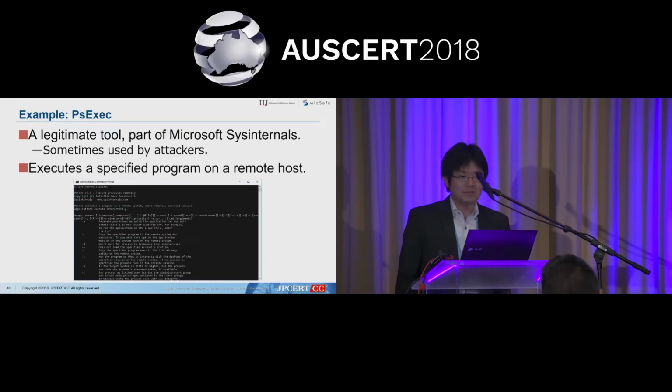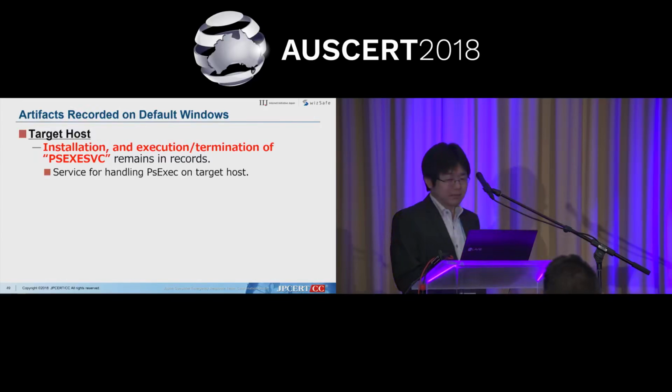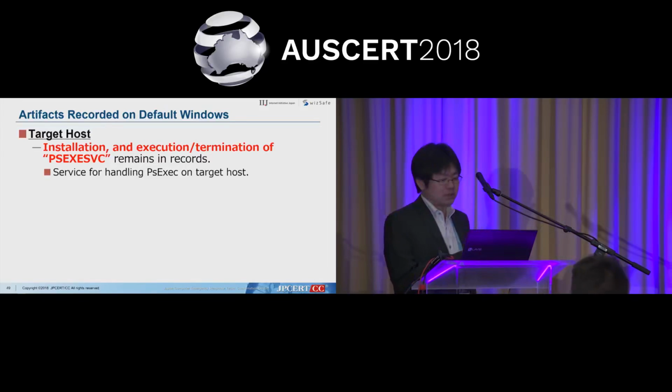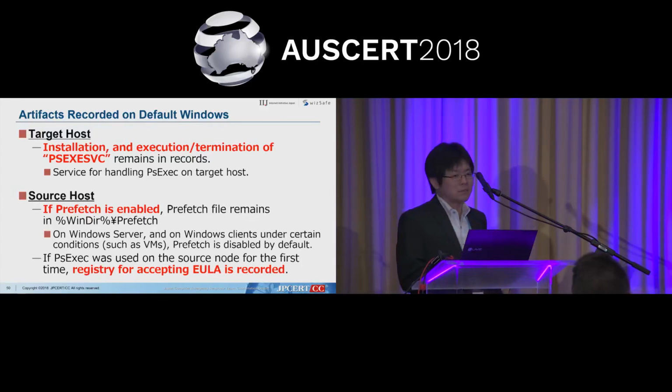So if PSExec was executed, what can we find out from the default Windows logs on the target host? When I say target host, that means where the program is executed remotely. On a target host, the installation, execution, and termination of PSEXESVC, the service for handling PSExec, remains as a record in the event logs. And on the source host, where PSExec was originally executed, there are two things that might remain as a record.